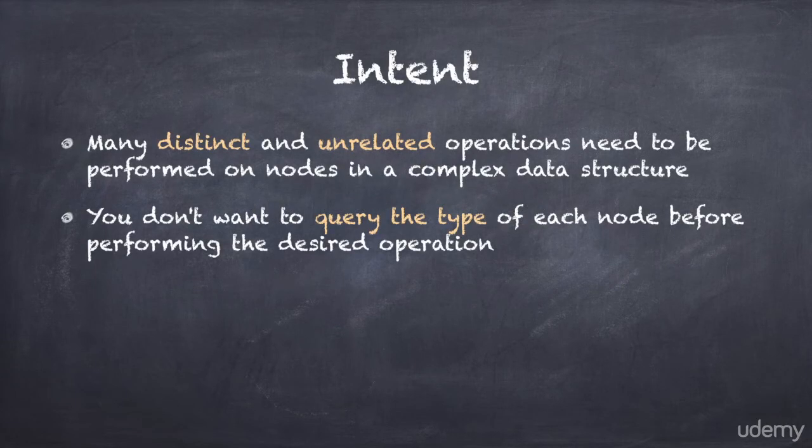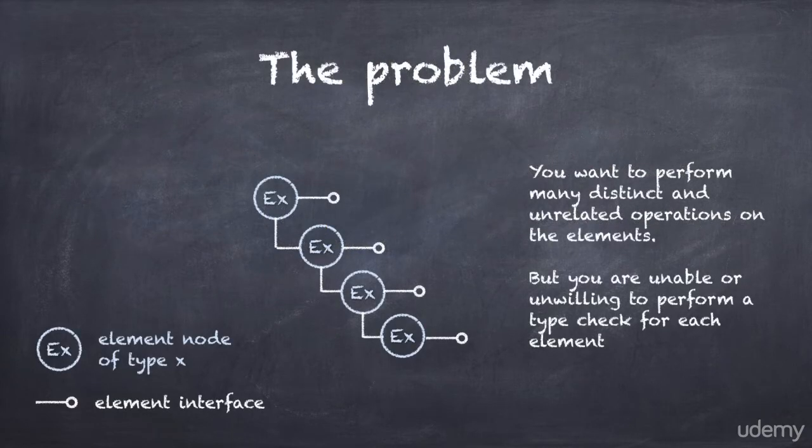Many distinct and unrelated operations need to be performed on nodes in a complex data structure. You do not want to query the type of each node before performing the desired operation. Okay, let's go through the points one by one. So, the idea here is that you have some kind of data structure that consists of a large number of nodes of different types. You want to perform many distinct and unrelated operations on these nodes.